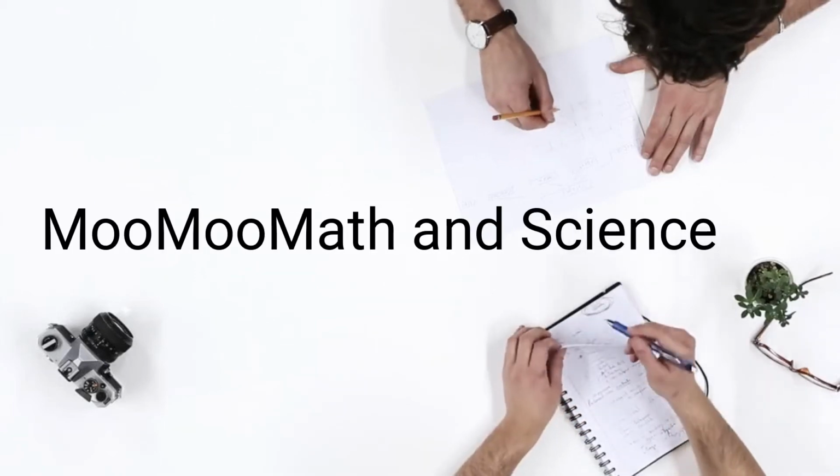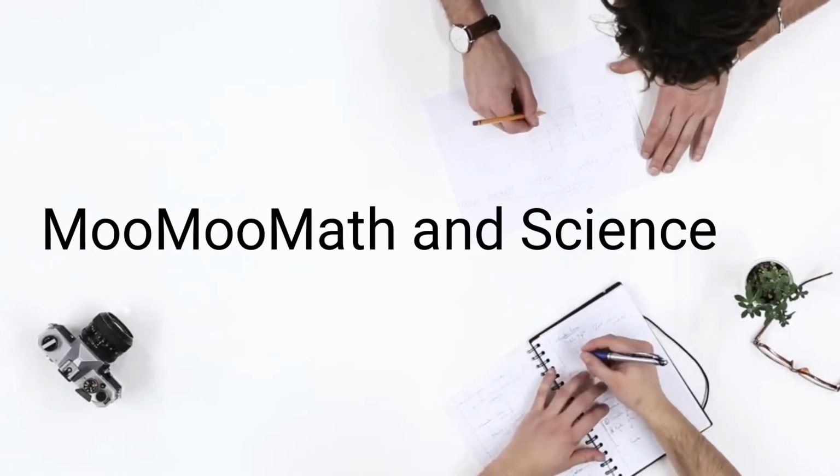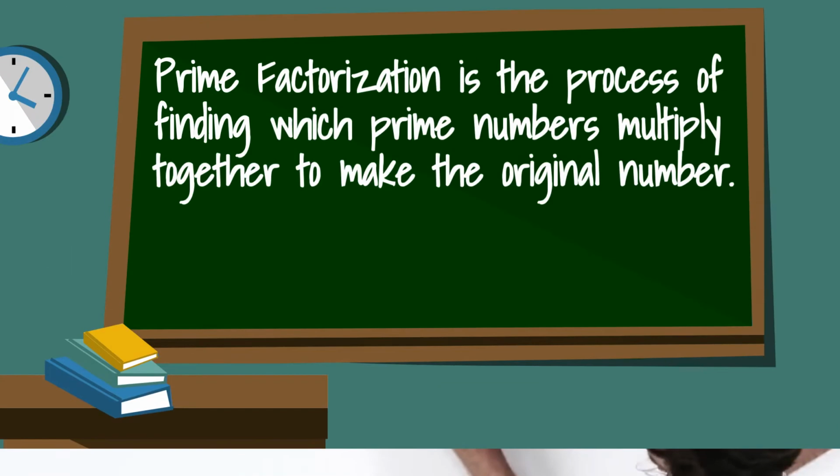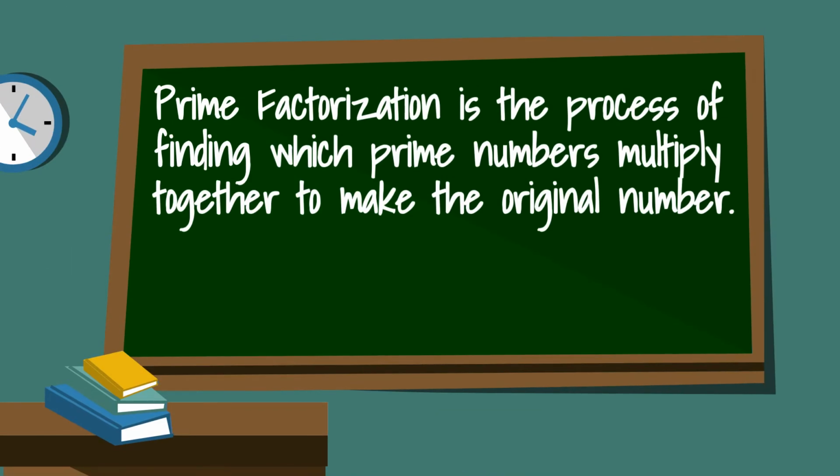Welcome to MooMooMath and Science and the prime factorization of 20 and 63. Prime factorization is the process of finding which prime numbers multiply together to make the original number.